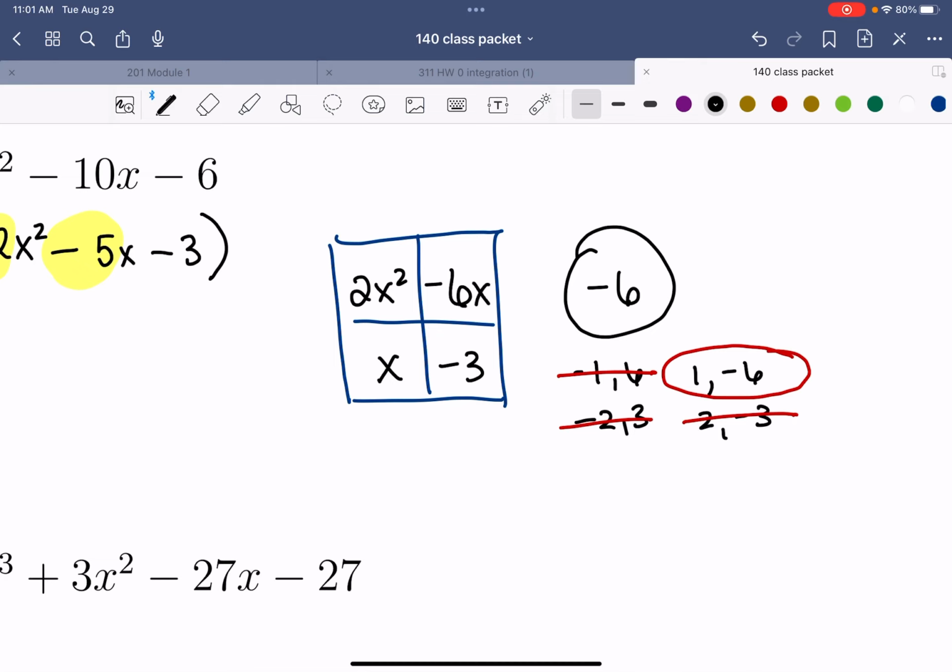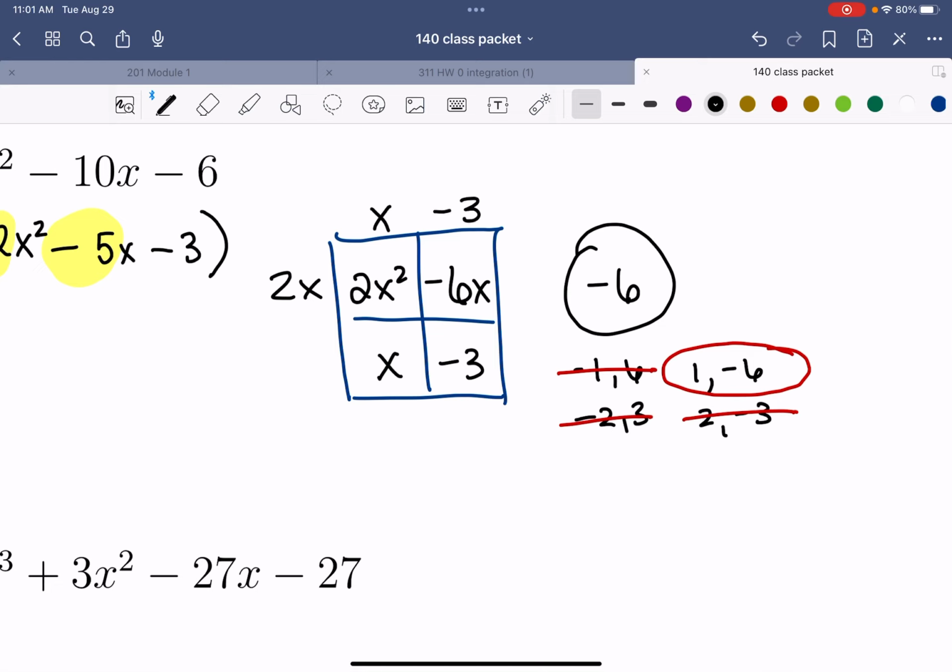And then we're going to factor the box. So the top row, the 2x squared and the negative 6x, we're going to factor out what it has in common. They both have an x, and 2 and 6 both have a 2. So we're going to pull out a 2x out front. What's left when we do that? So take 2x out of 2x squared, you have an x left. Take 2x out of negative 6x, and you have a negative 3 left.